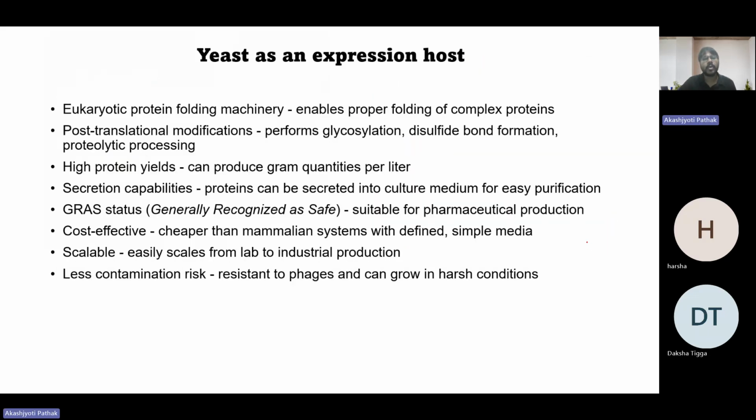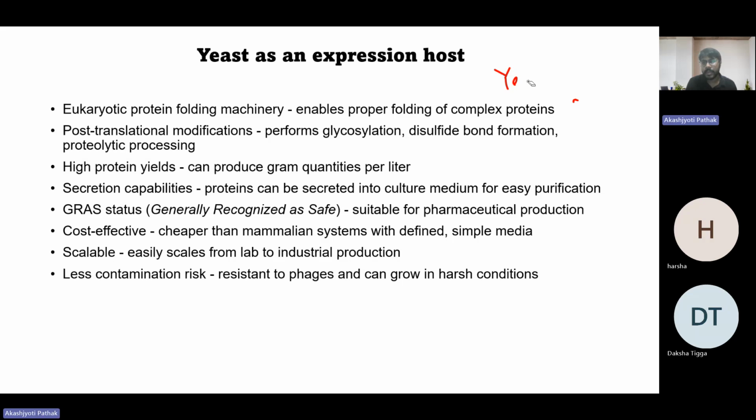So this is one. Now what if you have to use yeast as an expression host? For different hosts, you have different vectors, and each of these vectors has a different promoter. There are a few promoters that you have to remember. Now, why do you need yeast as an expression host? Why can't you use bacteria for expression of all the different proteins?